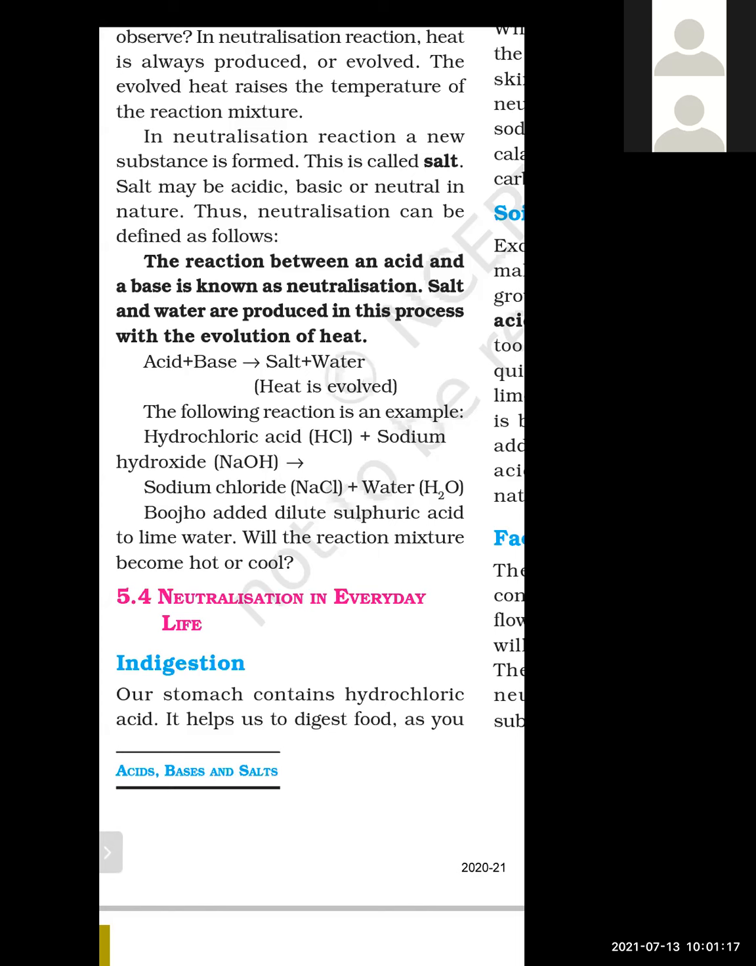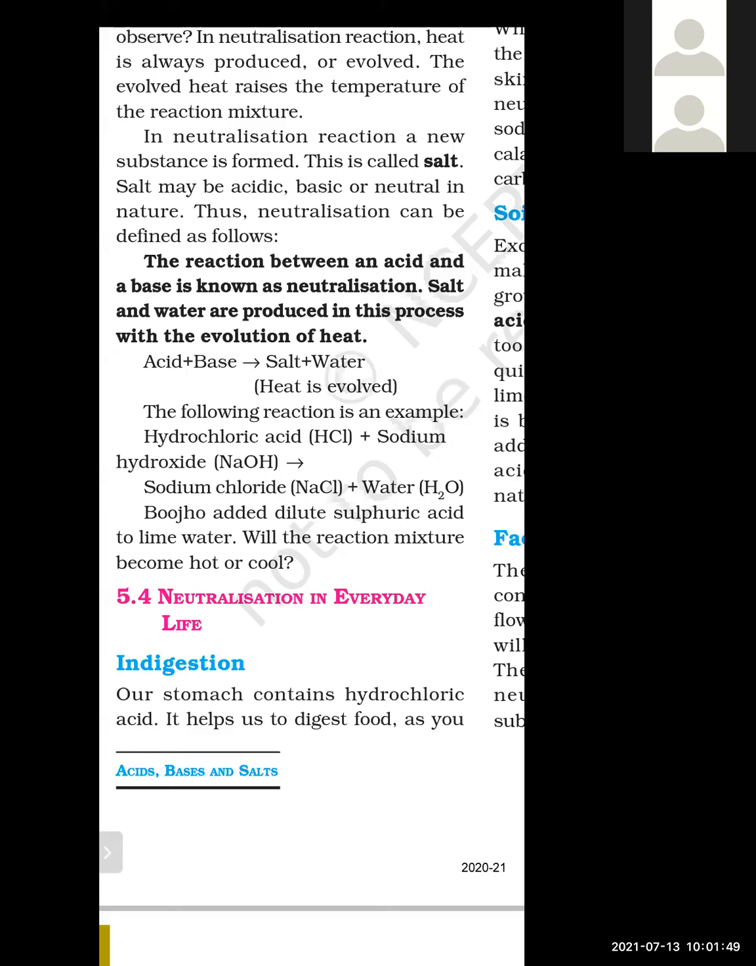So hydrochloric acid plus sodium hydroxide will give sodium chloride and water. Hydrochloric acid is acidic in nature. Sodium hydroxide is a base. So acid plus base gives sodium chloride, plus water. Sodium chloride is the common salt which we use at our home. And what is the nature of common salt? It is not acidic, not basic. It is neutral in nature.